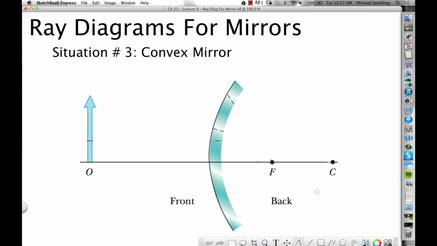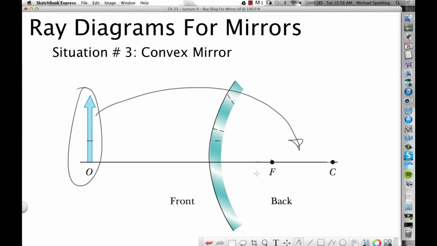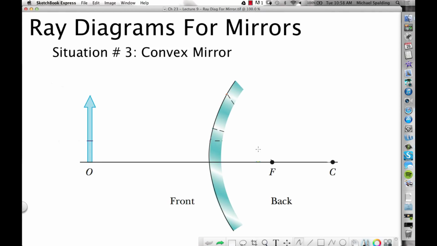Okay, last possibility. Convex mirror. And there is no inside focal point or outside focal point, because the focal point's behind the mirror, right? So you're not going to take this object and stick it back here, because that wouldn't make any sense. You're not going to put the object behind the mirror. So there's only one situation for convex. All right, so do the 3 rays for this. Ray number 1, from the object, you go parallel to the mirror. Bam, like that. Put arrows on it.